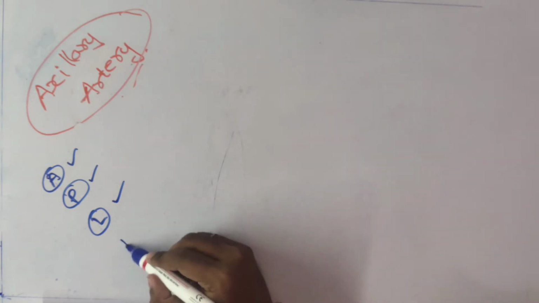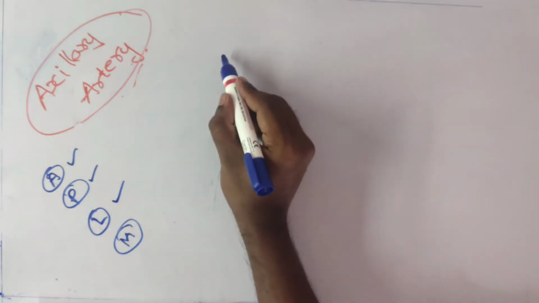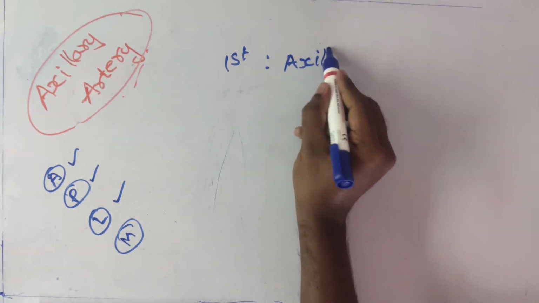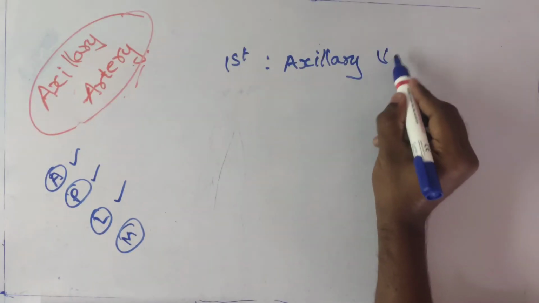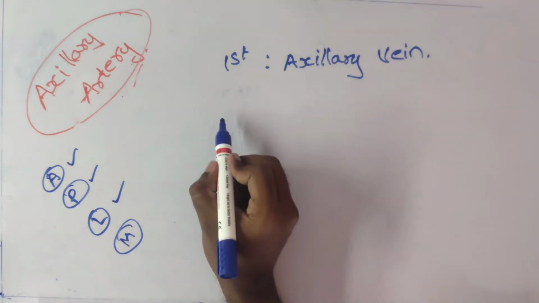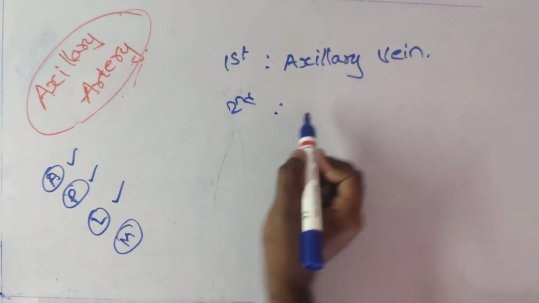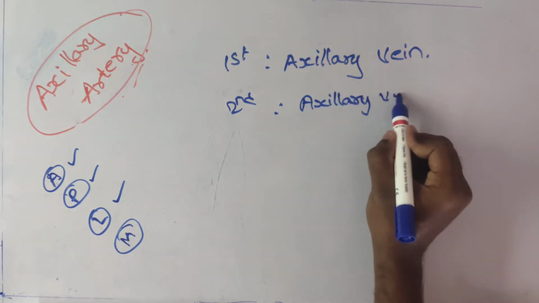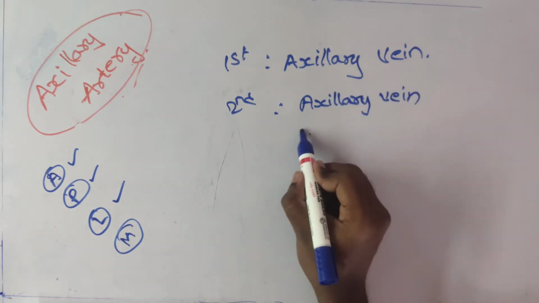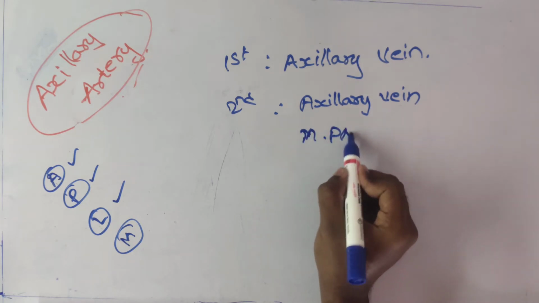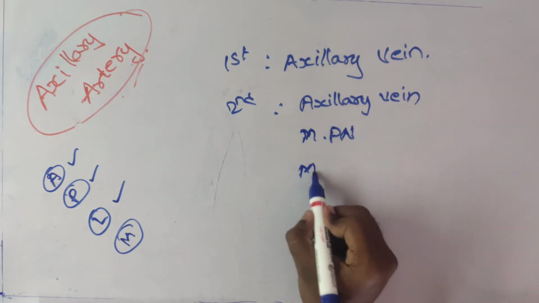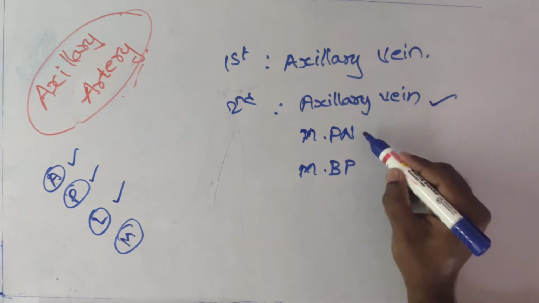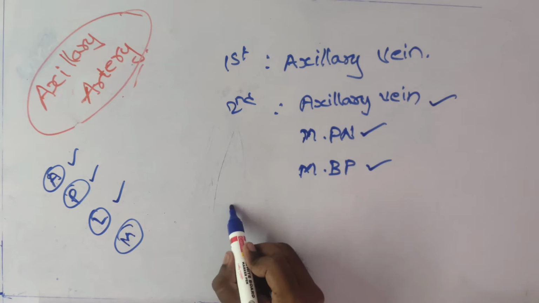And now coming to the medial surface. At the medial surface, the first part contains axillary vein, and the second part contains axillary vein, medial pectoral nerve, medial cord of brachial plexus. Okay, axillary vein, medial pectoral nerve, medial cord of brachial plexus.